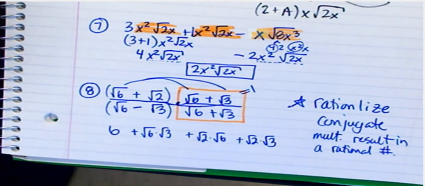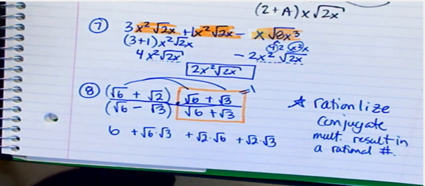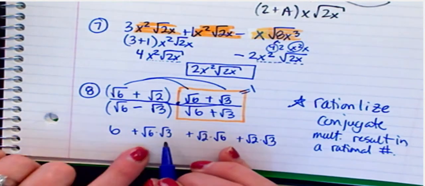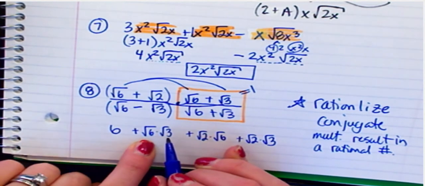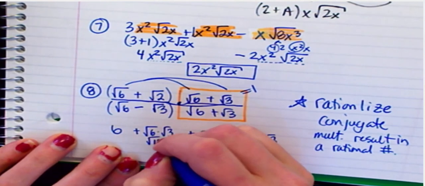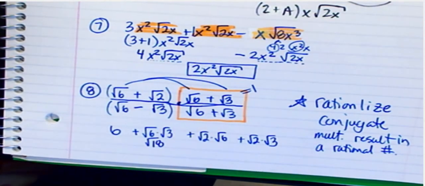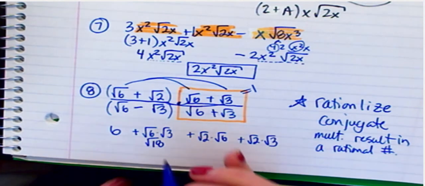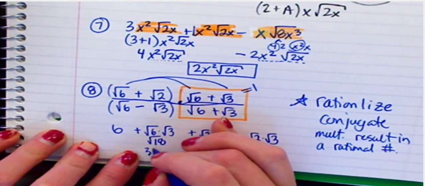Now that is just the numerator right now. Can you combine anything? Well, I'm pretty sure multiplying radicals says that I can put the 6 and the 3 together, which is root 18. But root 18 is 9 and 2. So this is really 3 root 2.